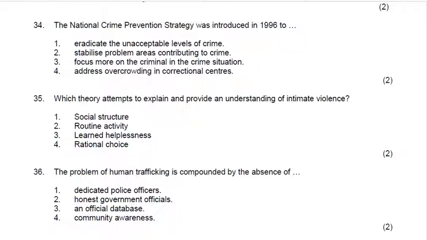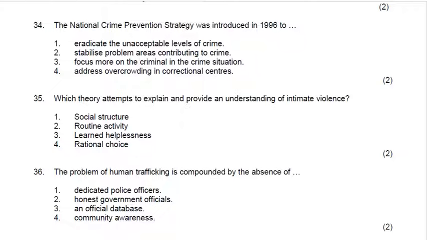35. Which theory attempts to explain and provide an understanding of intimate violence? The answer is 3, which is learned helplessness. This is found on page 55 of our study guide.